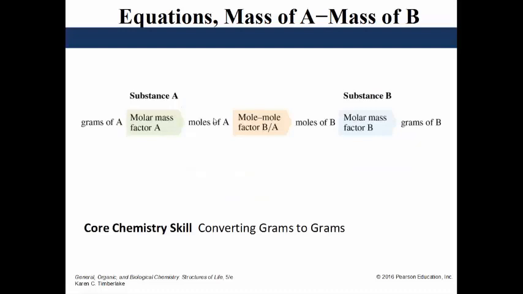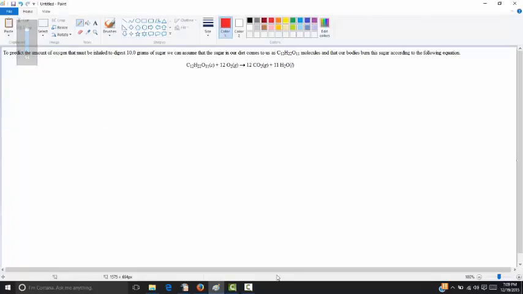Here's a flowchart on how that last slide would look. You're given the grams of substance A. You convert that using its molar mass to get the moles for A. You do the mole-mole ratio comparison between B and A to give you the moles for substance B. Use the molar mass to get the amount of grams for substance B. Here's how a typical question asking about moles and grams would be presented to you.